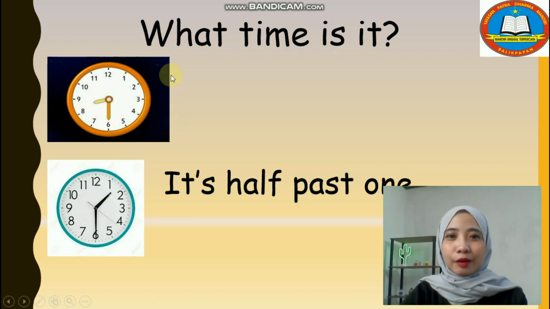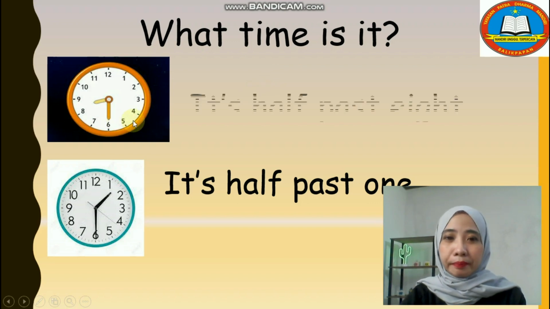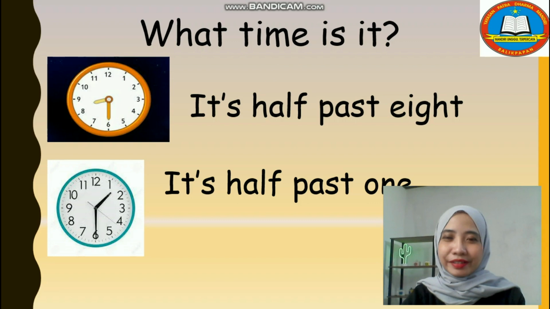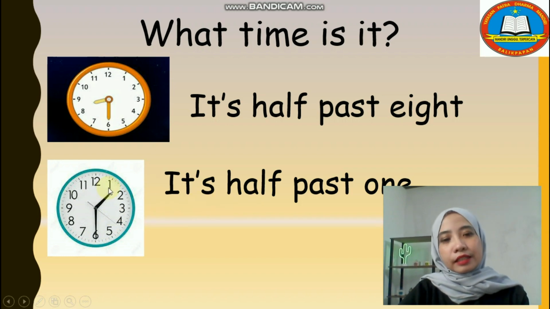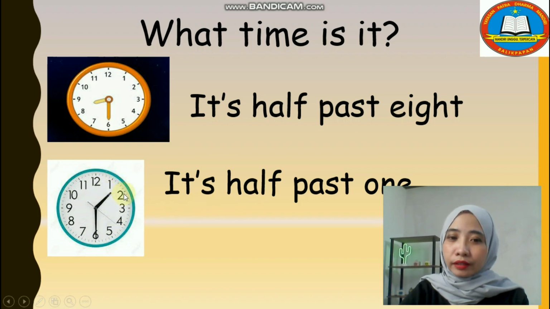So, what time is it? It's 8:30. Very good. Next example. What time is it? That's right, because the big hand is at 6. So it's half, because the small hand is between 1 and 2, and we should mention the number before small hand, and it is 1. So it's 1:30.